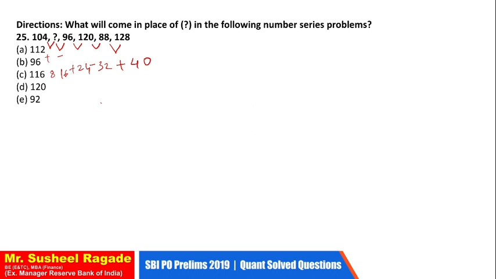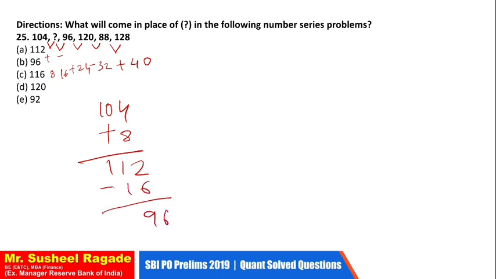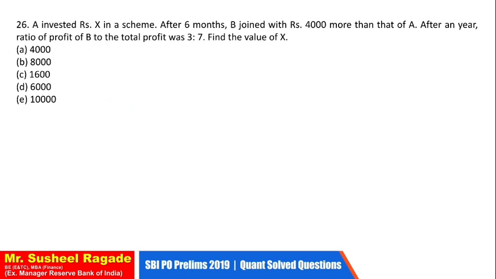So 104 plus 8 is equal to 112, and again 112 minus 16 is equal to 96. So that's why here it should be 112, because first plus 8 is there, then minus 16, again plus 24, minus 32, then plus 40. So the answer is 112. Yeah, so now let's see question number 26.